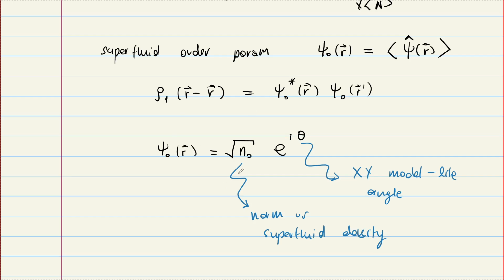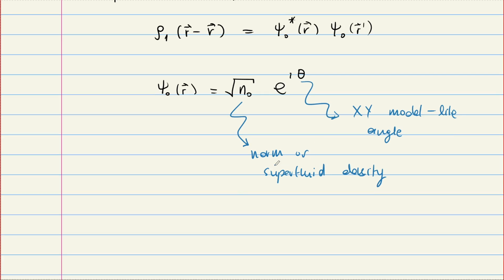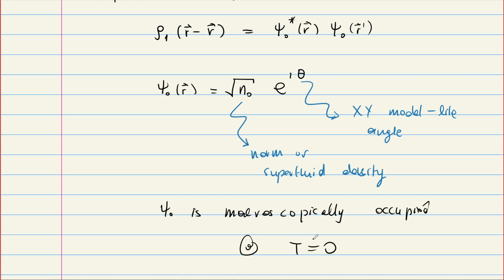And this state is macroscopically occupied at T equal to 0. So psi 0 is macroscopically occupied at T equal to 0. Good.